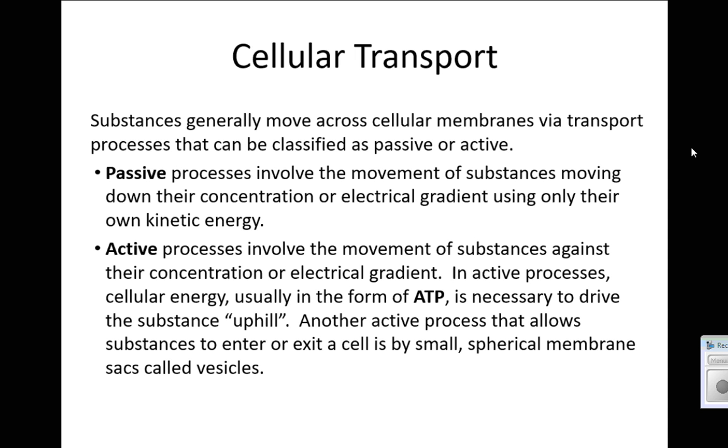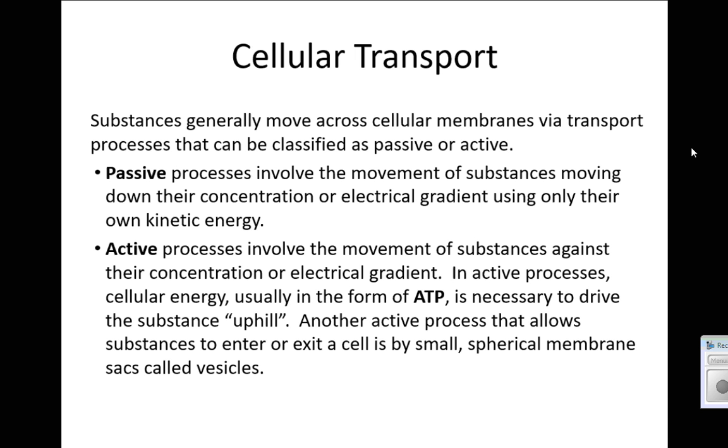Active is the opposite. We're moving from low to high, against a gradient. So when you say against the gradient, whether it's concentration or electrical, that's what active is, against the gradient, low to high. Think of this like rolling a ball up a hill, which requires your energy to do so, energy in the form of ATP, which we've talked all about already and we'll continue to talk about.